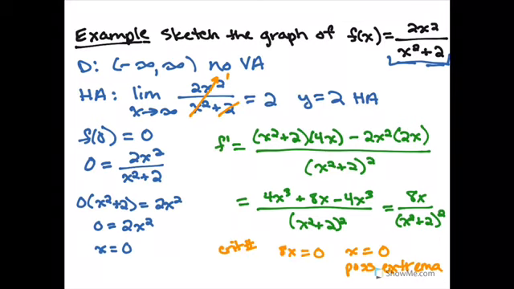Now I'm going to save the first derivative test and wait until I do the second derivative, and we're going to put it all in one big number line and do it all together. So now I need the second derivative. So the reminder here, my first derivative we just found is 8x over (x squared plus 2) squared. So we're going to use quotient rule.